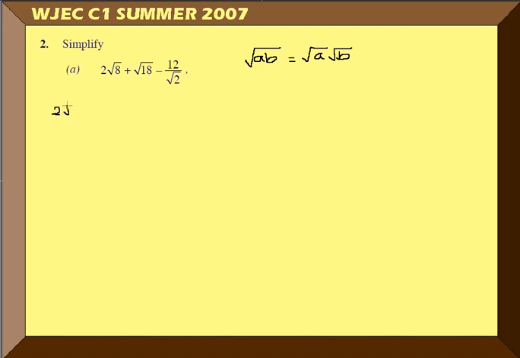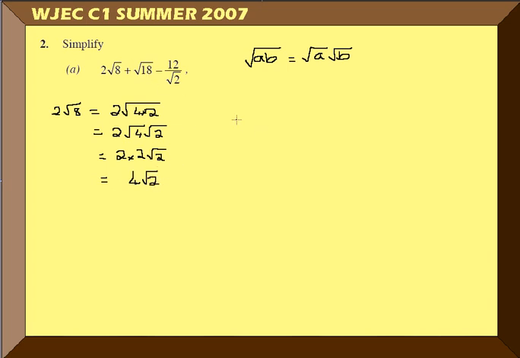If we take 2 root 8, I'm going to split root 8 into the square root of 4 times 2. And using the feature that we've just discussed, the square root of 4 times 2 is the square root of 4 times the square root of 2. Of course, the square root of 4 is simply 2, so we have 2 times 2 root 2. Final simplification, 4 root 2.